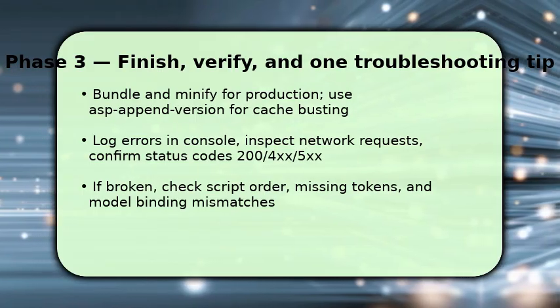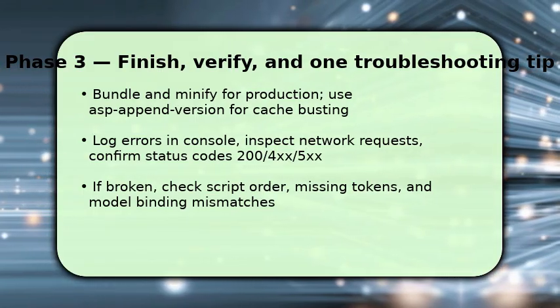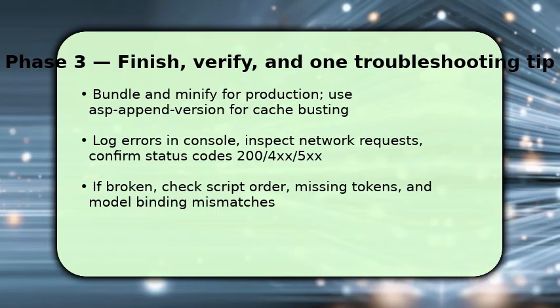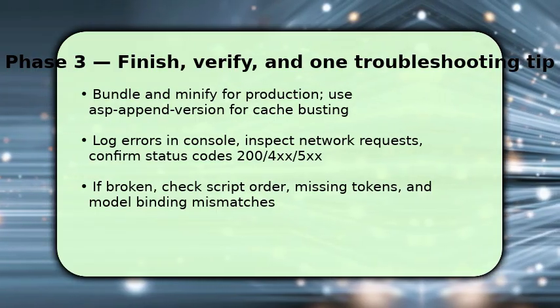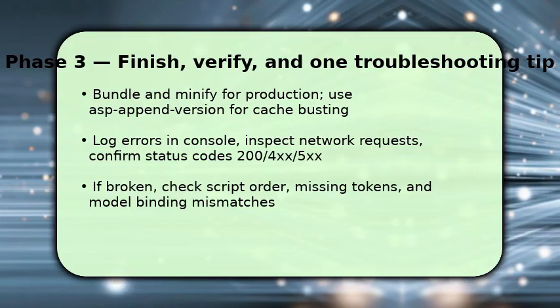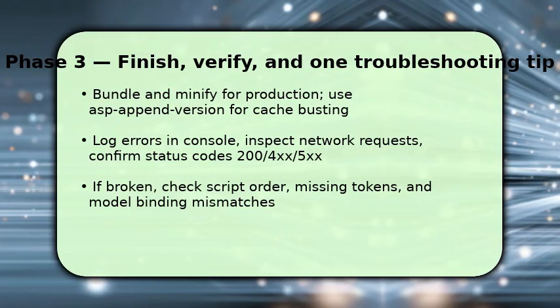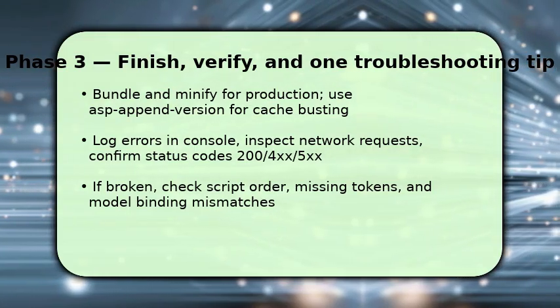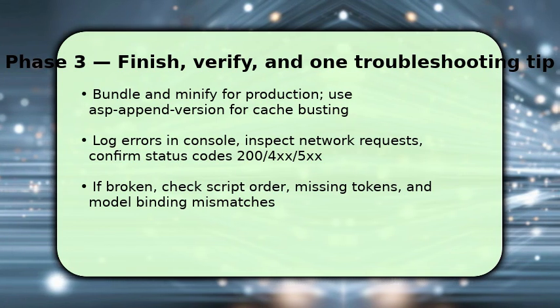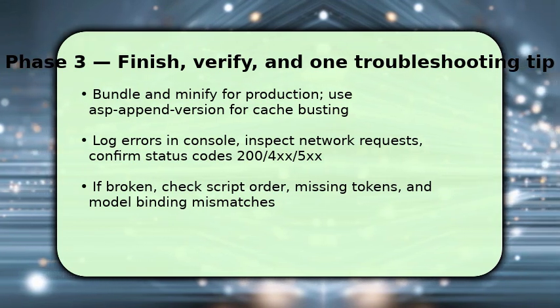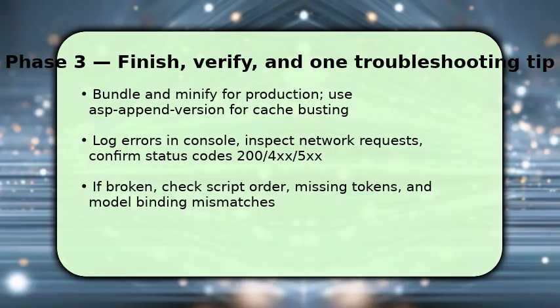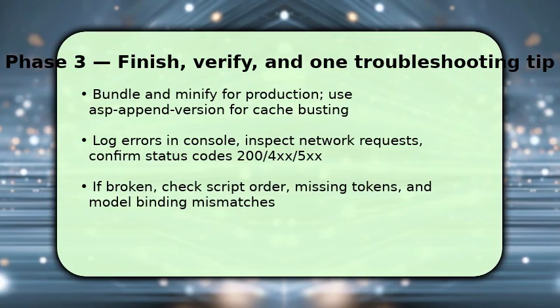If something breaks, first verify script load order and confirm anti-forgery tokens are sent. Then inspect model binding on the controller, since mismatched names or missing properties cause silent failures. One troubleshooting tip: reproduce the AJAX request with curl or Postman to isolate server versus client issues.